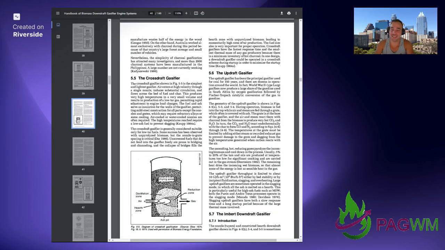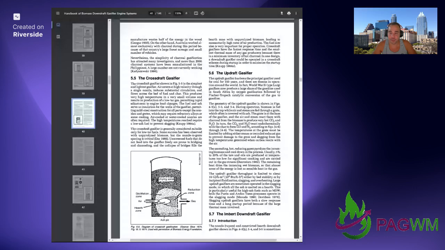Okay, next section. Cross-draft gasifier. The cross-draft gasifier, shown in figure 5.5 right here, is the simplest and lightest gasifier. Air enters at high velocity through a single nozzle, induces substantial circulation, and flows across the bed of fuel and char. This produces very high temperatures in a very small volume and results in production of low tar gas, permitting rapid adjustment to engine load changes.